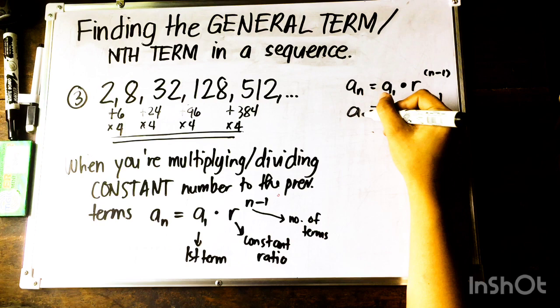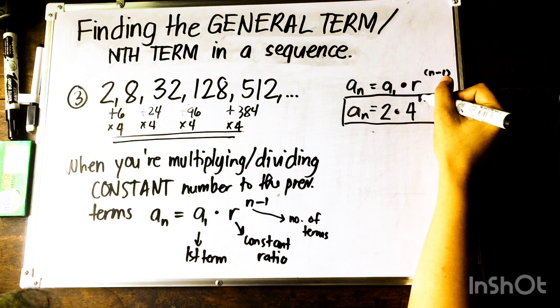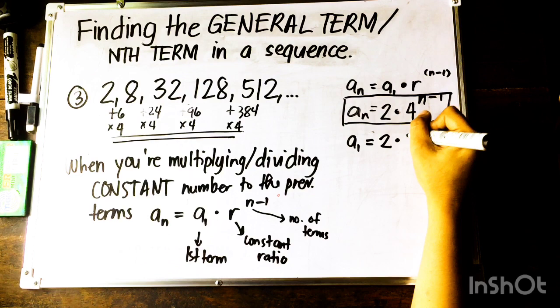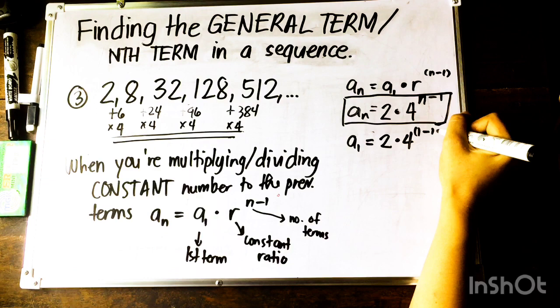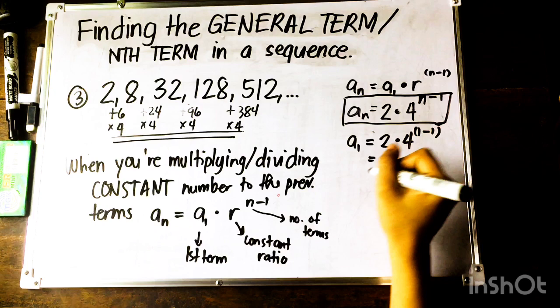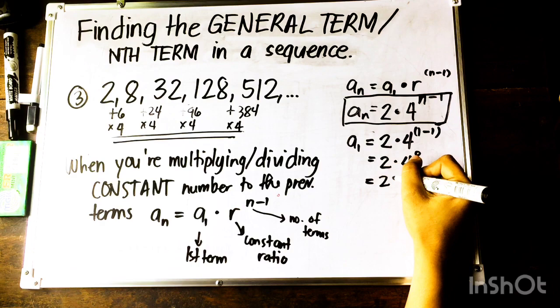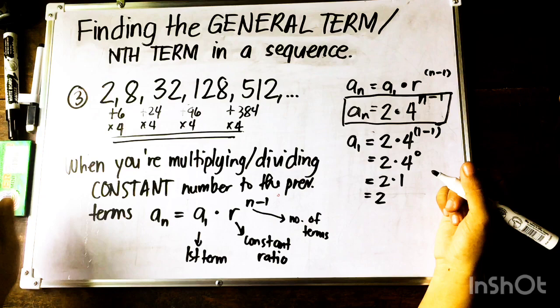So, to check, let us check if this works. Okay? Now, for a sub 1, so 2 times 4, what is our n for a sub 1? So, that is 1. Okay? So, 1 minus 1. So, 2 times 4, 1 minus 1 is 0. So, what is 4 raised to 0? Again, it is any number raised to 0 except 0. Okay? That is 1. So, 2 times 1. So, the answer is 2. So, that's correct. 2.